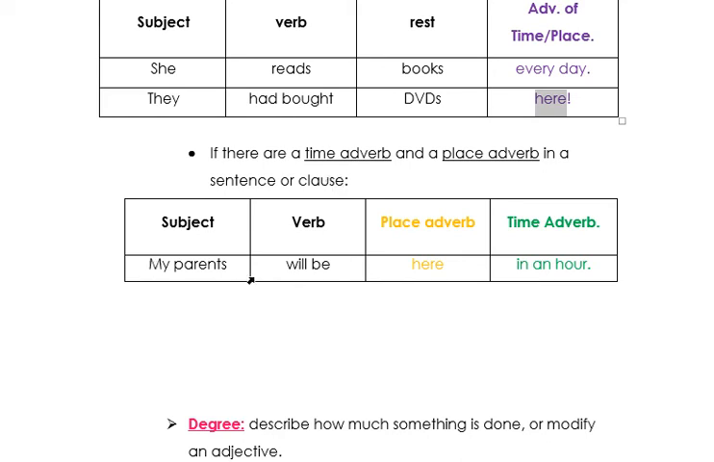So, my parents will be here in an hour, ¿sí? Cuando tenemos estos dos tipos de adverbios en una oración, ¿sí? Siempre vamos a colocar primero el place adverb, ¿sí? El adverbio de lugar, and then the time adverb o adverb of time, ¿sí? At the very end, ¿sí? Adverbio de lugar seguido del adverbio de tiempo. My parents will be here in an hour.